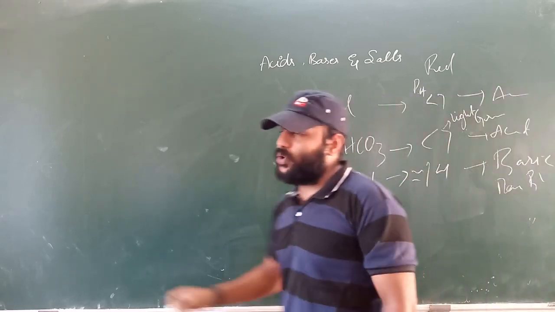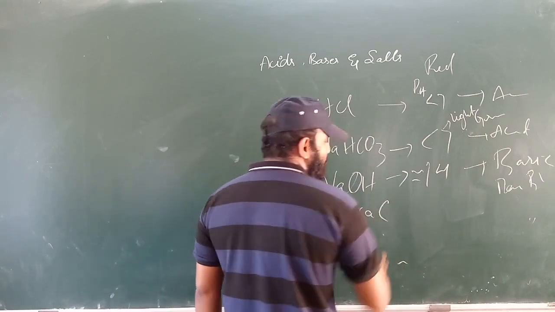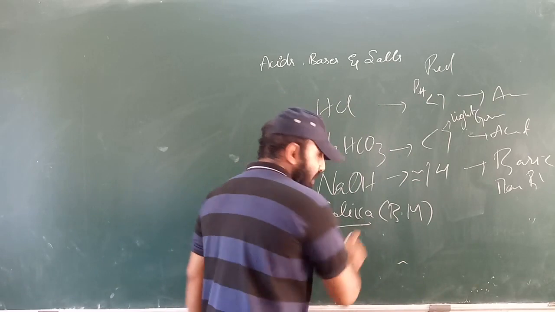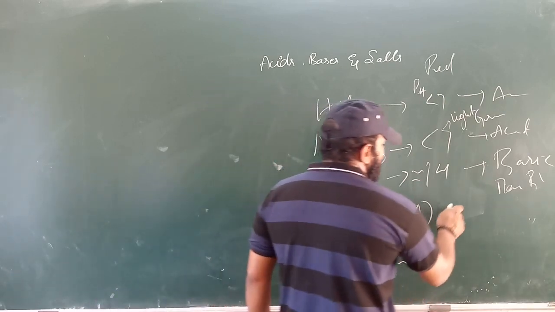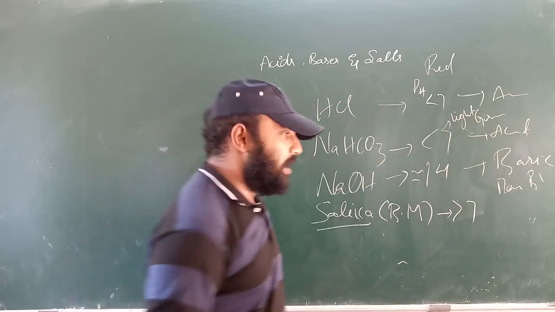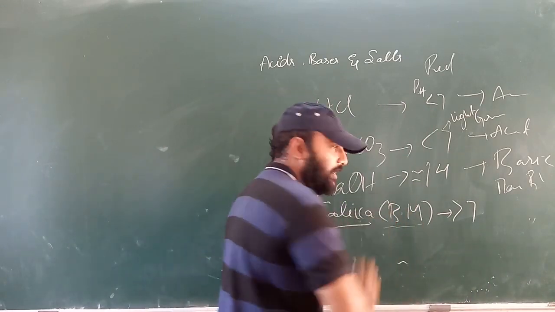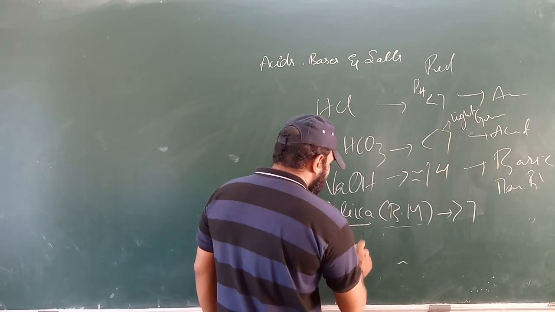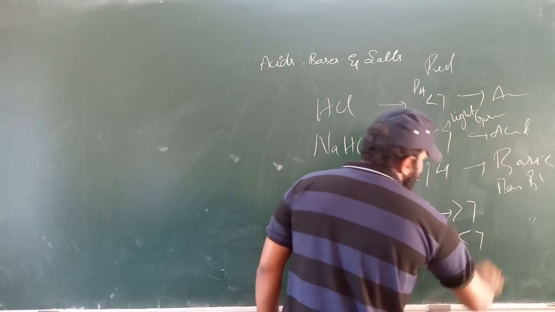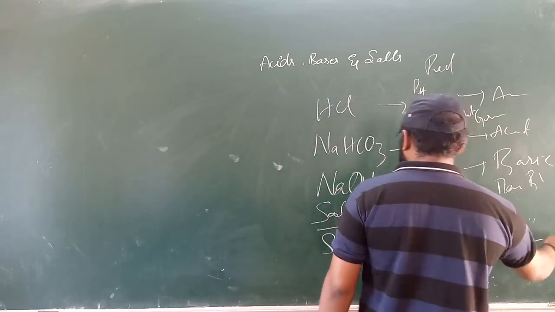The next important point is saliva. Saliva before meals, before having the food, the saliva in our mouth is greater than 7, which means it is slightly basic in nature. But the same saliva after meals will be less than 7, which means it will become acidic. So this is important.